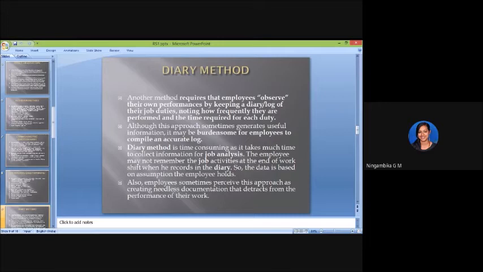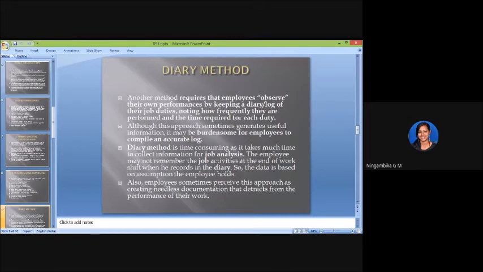So they try to maintain some log, or it is called a diary, and jot down what is more important when it comes to their particular job. That can be analyzed in the diary method. Although this approach sometimes generates useful information, it may be burdensome for employees to compile an accurate log. To analyze and summarize whatever information they have jotted in the diary will take time, right? So it is also time consuming. It takes much time to collect information for job analysis.